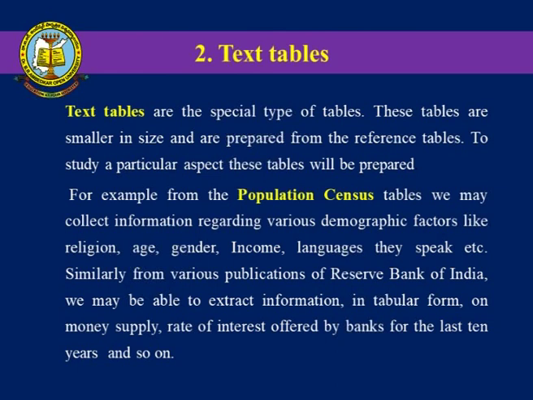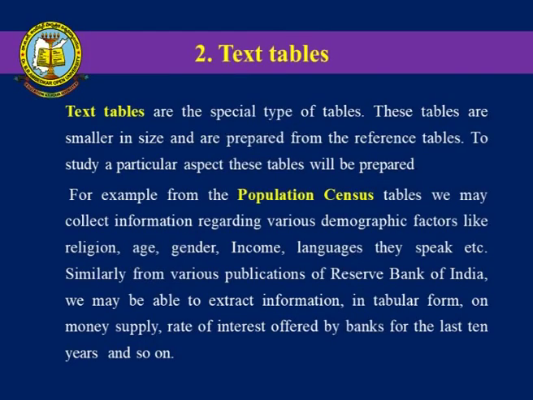Now coming to the second one, text tables. Text tables are a special type of table. These tables are smaller in size and are prepared from the reference tables to study a particular aspect. The objective of the study is already known, they know which type of data and information they need. Based on that, they organize and collect the information, and we put the data in text table form. For example, from the population census tables we may collect information regarding various demographic factors.